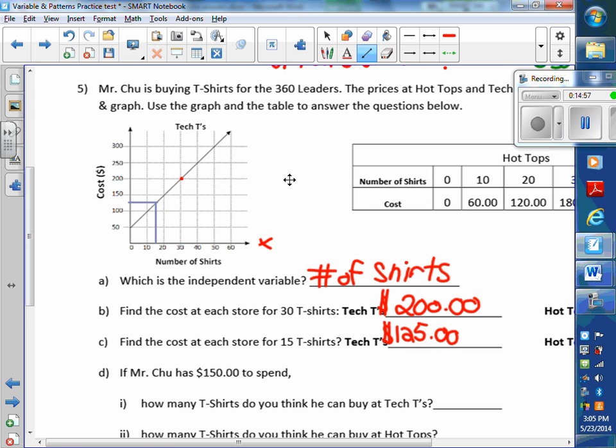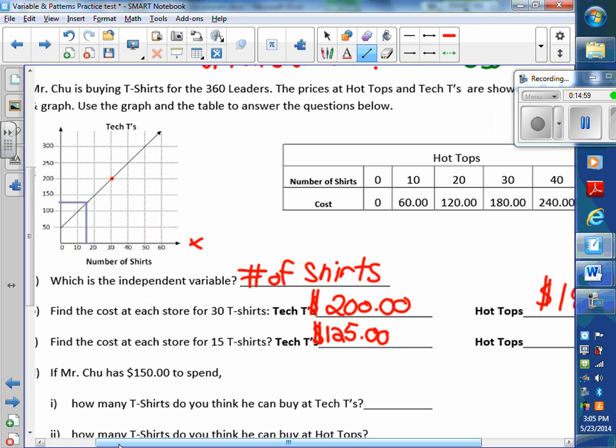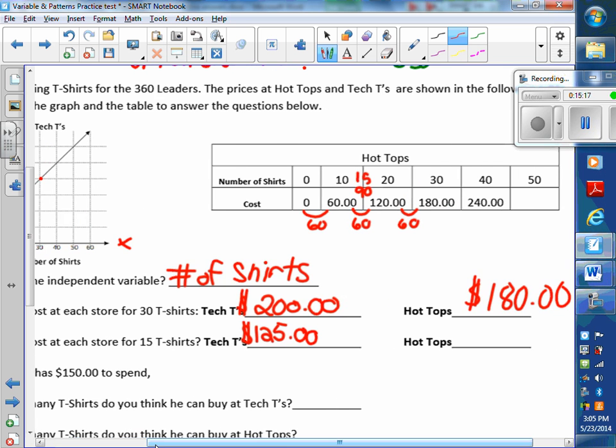And then in the table, on this table one, you don't have 15 shirts, but you do know this goes up by 60 each time. So halfway between, it would only go up by 30, so this would have to be 90. I got the Hot Tops right. Okay, good. Jen, do you have a question? Well, it's a comment about what I did.